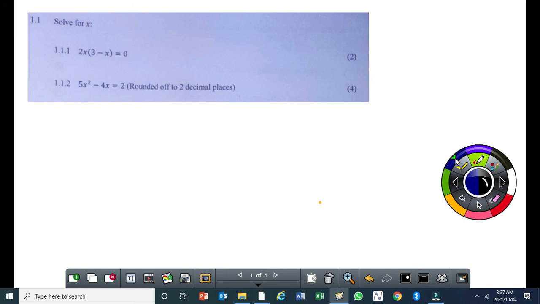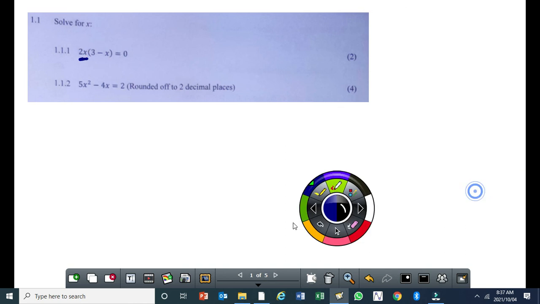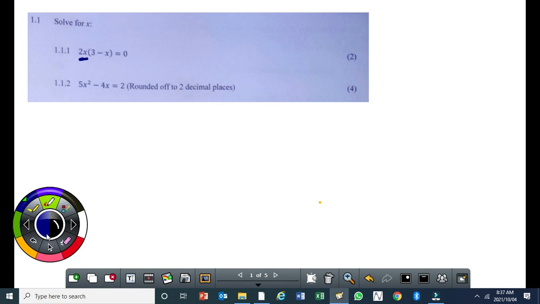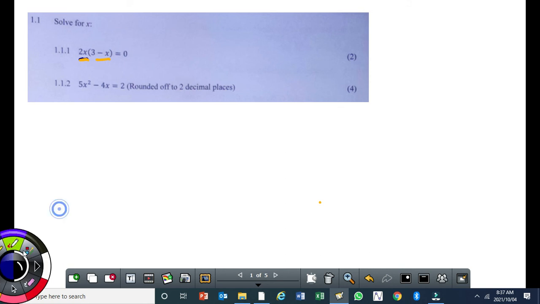The first factor is that 2x. The second factor, let me use a different color. The first factor is this 2x, the second factor is 3 minus x. You don't have to remove the brackets because it was already factorized for you. All you have to do is equate each factor to 0. So if you do that for 1.1.1, it's 2x times 3 minus x equal to 0.